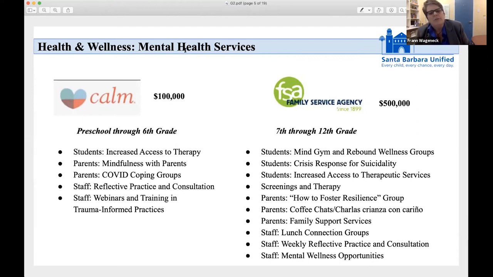And then with CALM, offering services in preschool through sixth grade, similar sorts of things. And CALM was the same. Both of these organizations said, let us know how we can help you. We want to help. And they've been helping. They never stopped working with our students once the shutdown occurred. And so you can see they're going to increase access to therapy. They're going to offer mindfulness for parents, COVID coping groups. And then with staff, again, reflective practice and consultation. And then also webinars and training and trauma-informed practices, because post-traumatic stress from the pandemic is real and will continue to impact staff, students, and their parents. Next slide, please.